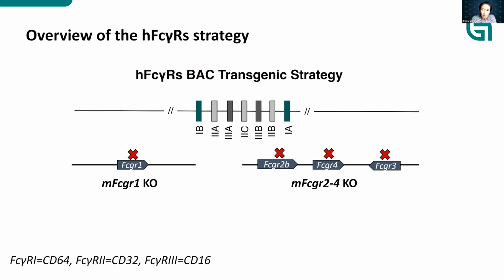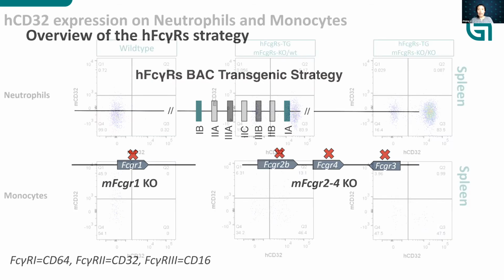So basically, as I'm showing you here, we have the portion of the mouse KO and then the portion of the human BAC transgene in our humanized FcγR receptor mouse. I want to give you some words because we're going to show you some data on the validation of the animal. FcγR receptor 1 in human is also called CD64, receptor 2 is also called CD32, and receptor 3 is CD16.